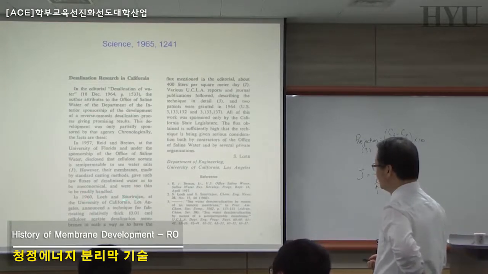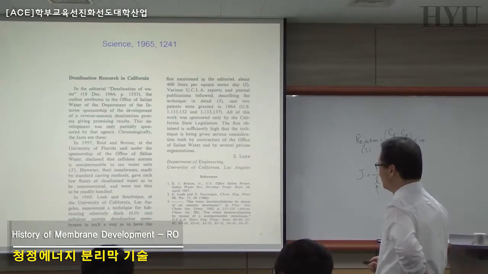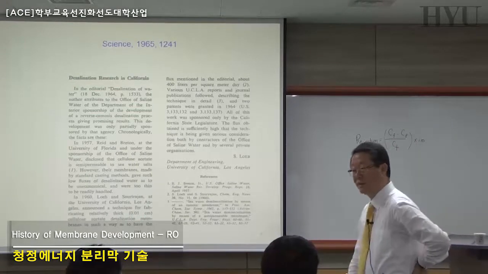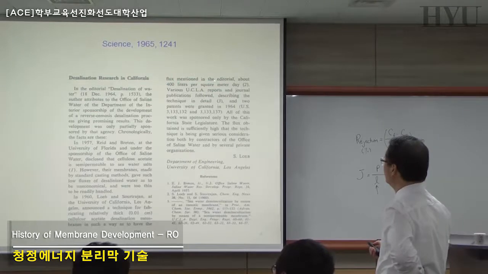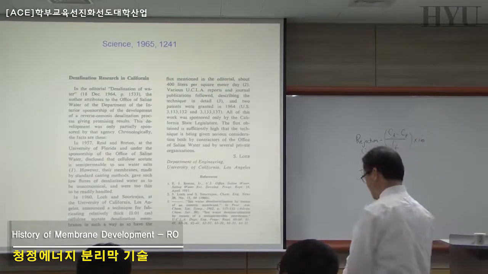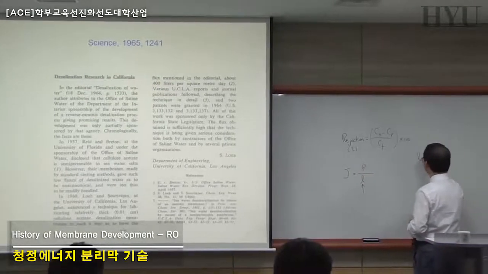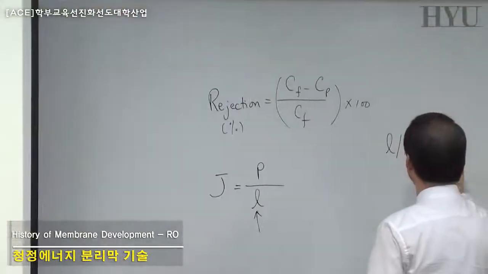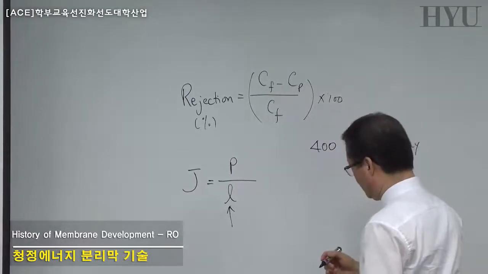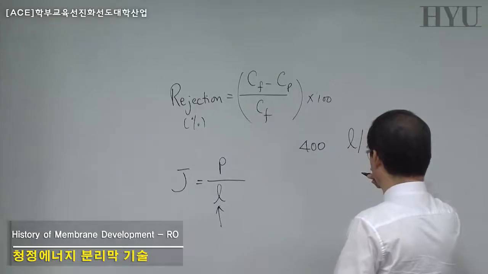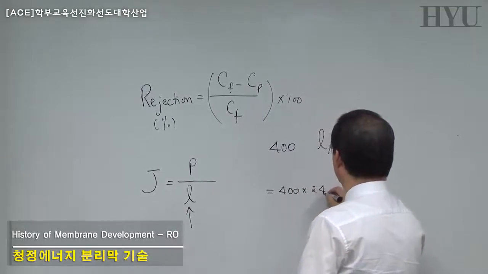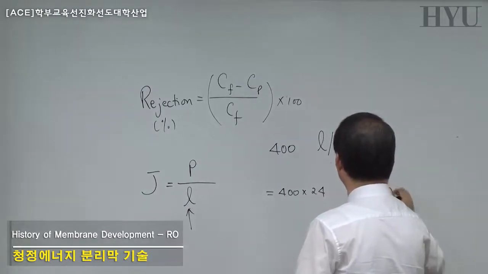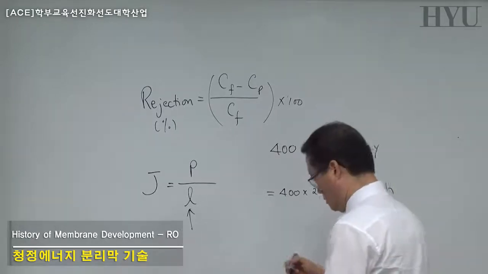In 1960, Loeb and Sourirajan at the University of California, Los Angeles, announced a technique for fabricating relatively thick, which is about 0.01 centimeter, about 10 micron cellulose acetate desalination membranes in such a way as to have the flux mentioned in the editorial, about 400 liters per square meter per day. So it's a very large amount.